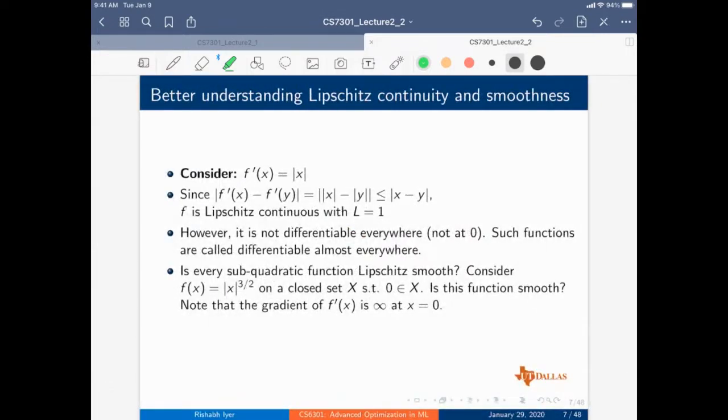So the question then is: we saw that Lipschitz smooth functions should be at most quadratic. But is every subquadratic function Lipschitz smooth? It turns out that no, because you require a little bit more than that. You also require that the gradient should exist, so the function should be differentiable. There can be subquadratic functions that are not differentiable, and these functions will not be Lipschitz smooth.